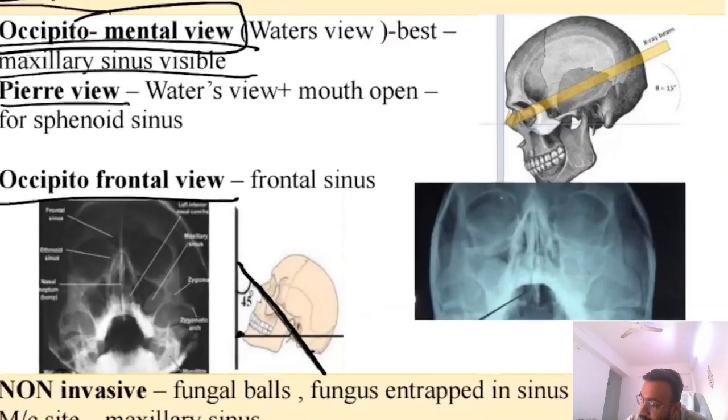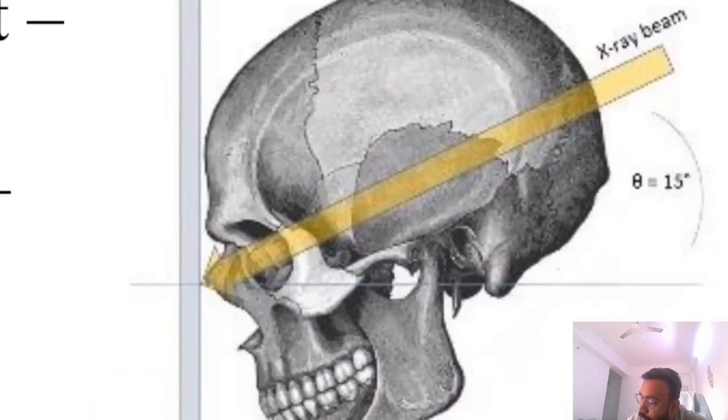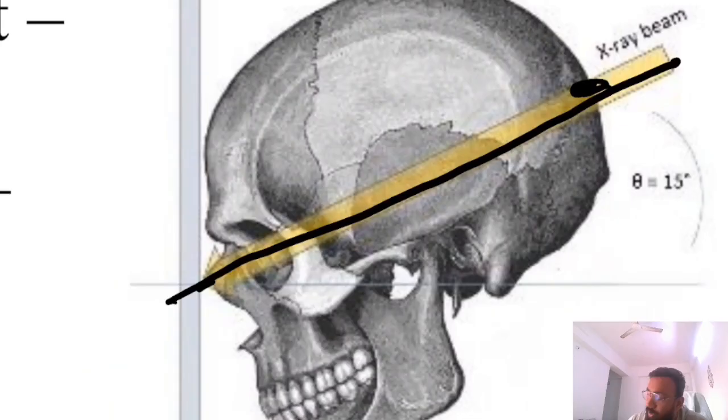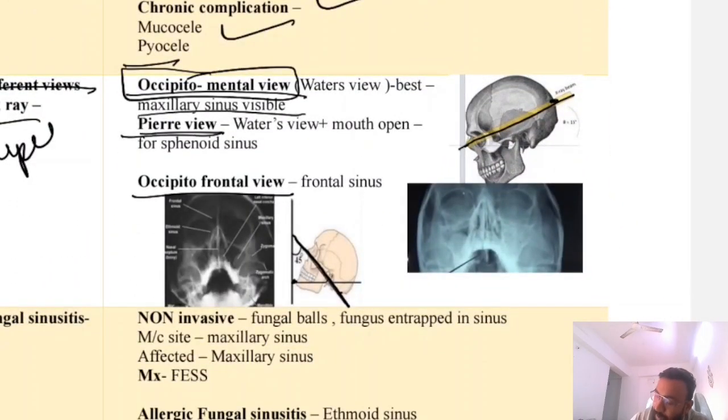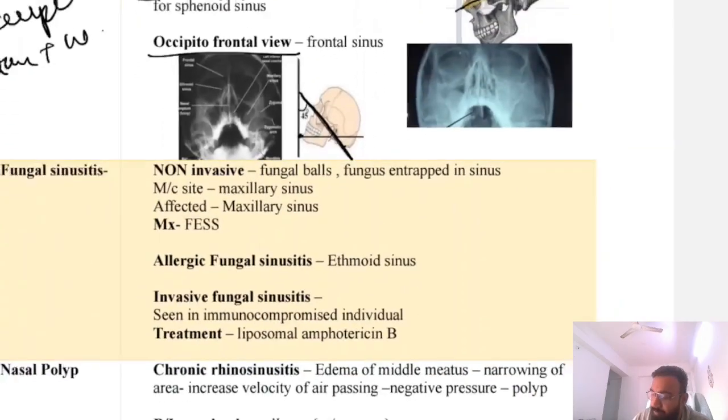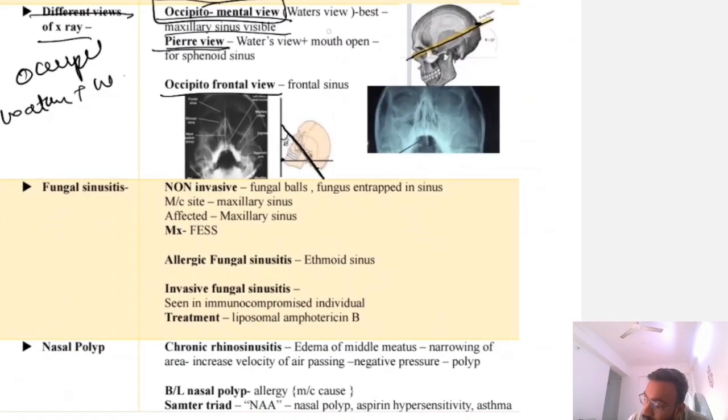Next is the occipitofrontal view. You can see this picture: this is the occiput and this is the frontal. So the X-ray is going this way. This is the occipitofrontal view. Next is Spire view. What is Spire view? Waters view with the mouth open. It is used for the sphenoid sinus.